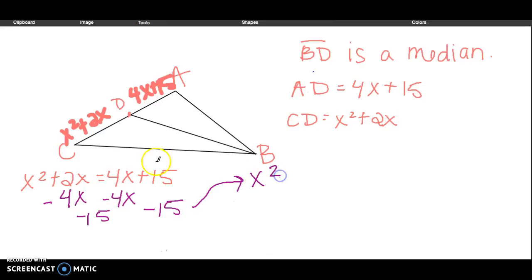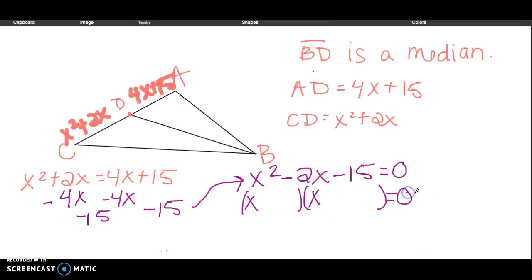That gives you x squared. 2x minus 4x is negative 2x. And since there is no constant term, 0 minus 15 is just negative 15. And then equals 0. And now this we can factor. So when we factor, we make our two sets of parentheses. And since this is just plain old x squared, I'm going to put an x at the beginning of each set. I'm going to keep my equals 0 over here at the end.